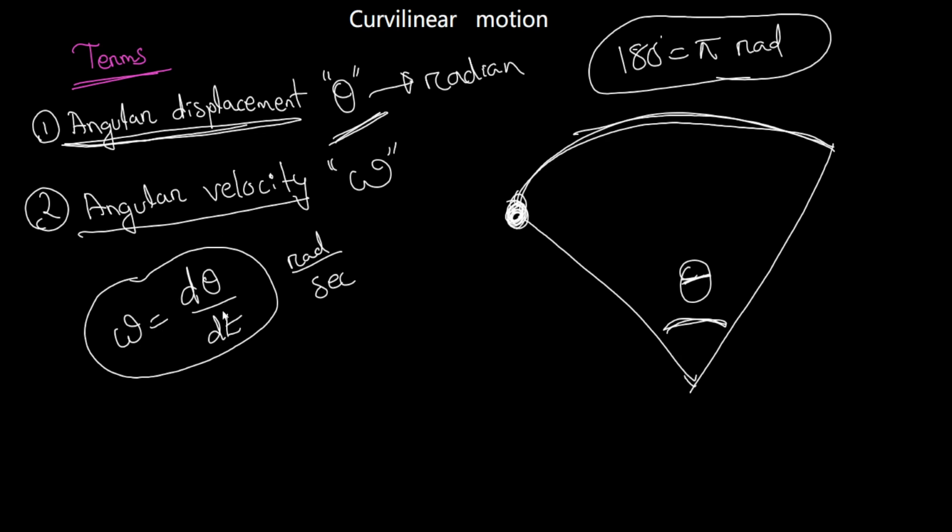Okay, the direction of omega is perpendicular to the plane. See, if this is the path of the particle, which is moving in a circular path, then this is the radial vector, and this is the velocity vector tangent to the path. You know, the velocity vector is nothing but the cross product of the position vector and the omega vector, that is the angular velocity vector.